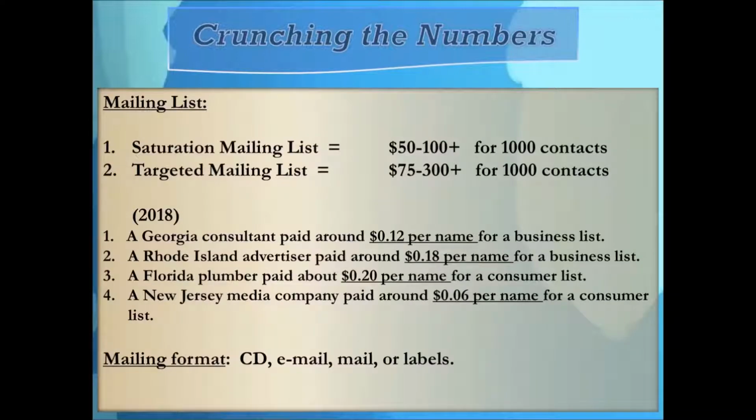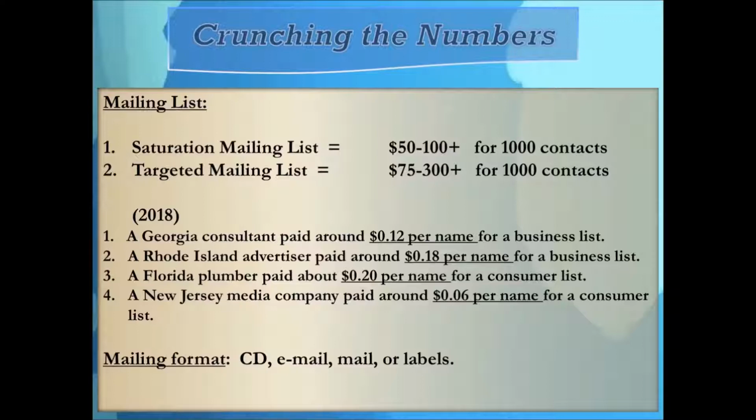Mailing lists. A saturation mailing list can range from $50 to $100 or more per 1,000 contacts. A targeted mailing list can range from $75 to $300 or more per 1,000 contacts.